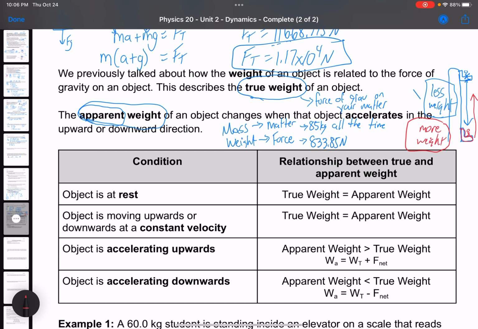Okay, so I really want you to visualize this and imagine sitting on a scale and somebody pulling the chair out from underneath you. What would happen to the scale? Well, it would read less. Or if somebody lifted up on the chair, it's going to read more. If you can remember that, you'll be able to piece these formulas together, or at least make sure you come up with the correct answer.